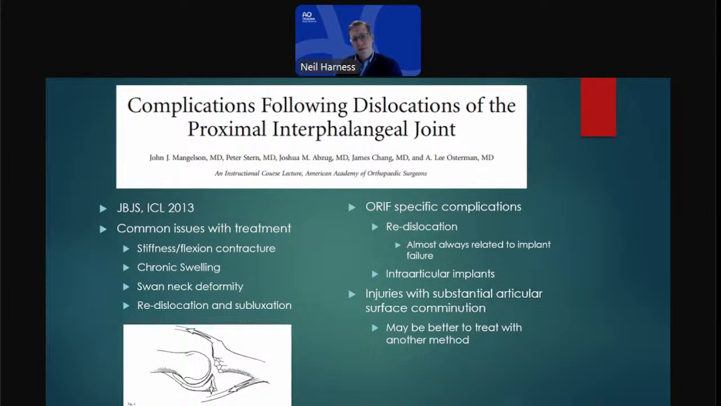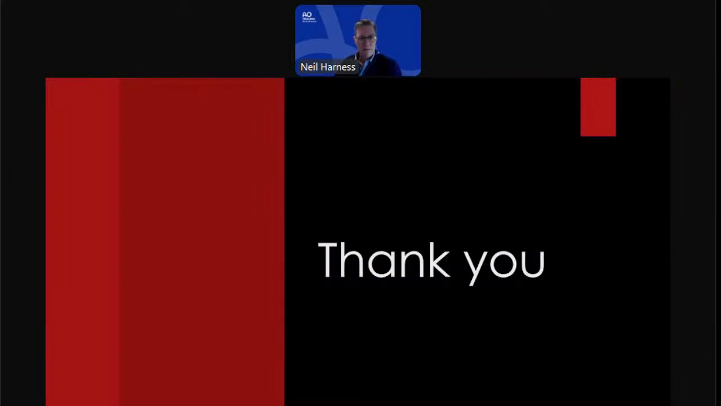The ORIF-specific complication really is redislocation, and it's almost always related to implant failure or intra-articular implant placement. Their take-home message for ORIF was that with injuries with substantial articular surface involvement, more than 50 or 60%, you may need to look at another technique rather than ORIF, which may include, again, hemi-hamate reconstruction. But in my mind, go into it with a few more options in your quiver, including the cerclage wire technique, and have some bone graft or bone graft substitute available to support the articular fragments. Keep that in mind. Thank you.